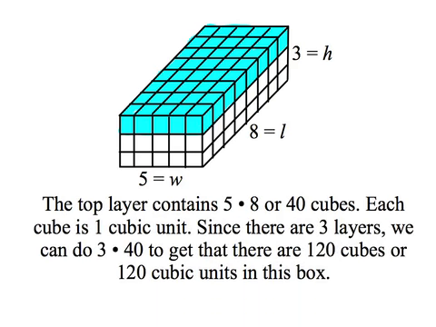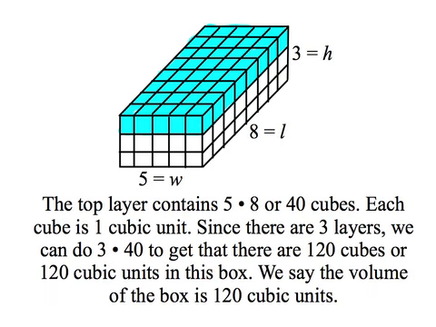And then, since there's 3 layers, we can do 3 times 40 to get that there's 120 cubes, or 120 cubic units in this box, and that's what we call the volume of the box, 120 cubic units.